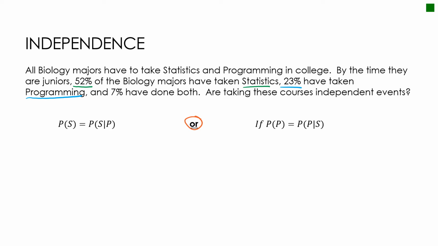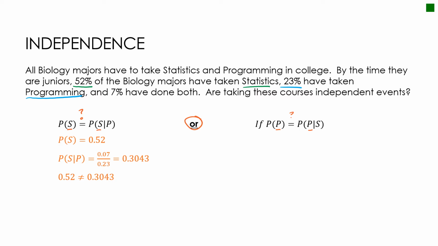So I can show this two different ways. I can say the probability of taking statistics, and then I'm basically asking the question, is that the same as the probability of taking statistics given that I have taken programming? Same thing over here. I could say, instead of statistics, I could choose programming. Is the probability of taking programming the same as the probability of taking programming, assuming I'm taking statistics?